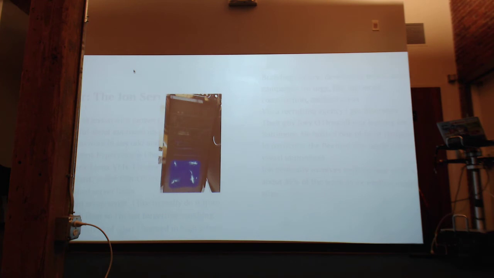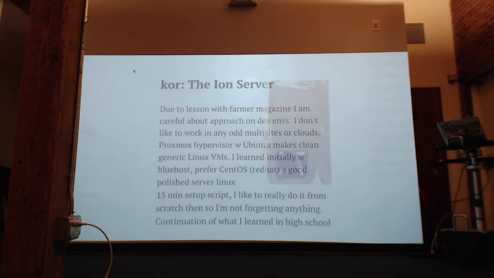I just want to share, this is our local server, the Ion server. It costs like $600. Because of my lesson with the Farmer magazine about development environments, I always wanted to have a good, solid development environment. It's very important. I don't want to work with weird multi-sites or clouds or whatever. So this runs Ubuntu and a hypervisor called Proxmox that people don't know too much about. It's a German product. It's very stable. It costs like €5 a year or something for the basic license.